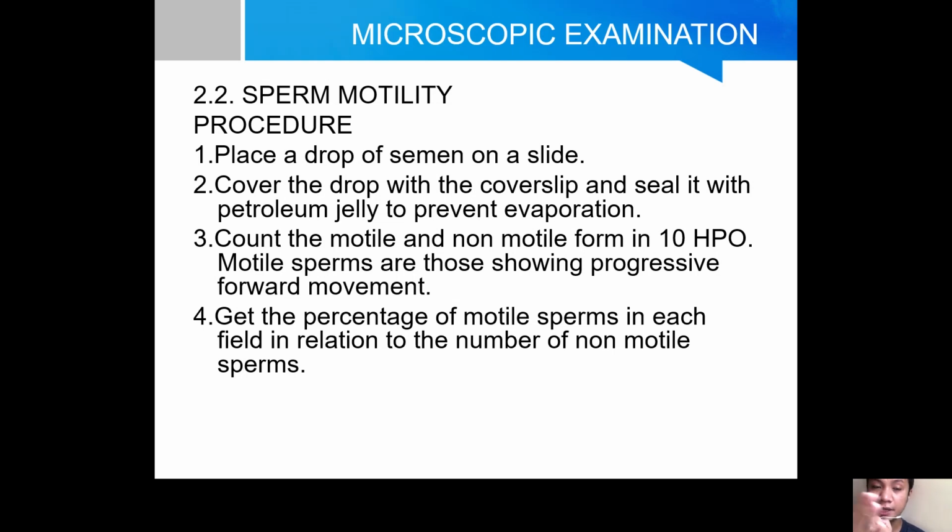Then you go to the next HPF field until you come up with 10. The percentages for your 10 HPF fields, you divide, and that becomes your sperm motility. The normal sperm motility should be at least 50% within 1 hour of the collection process.